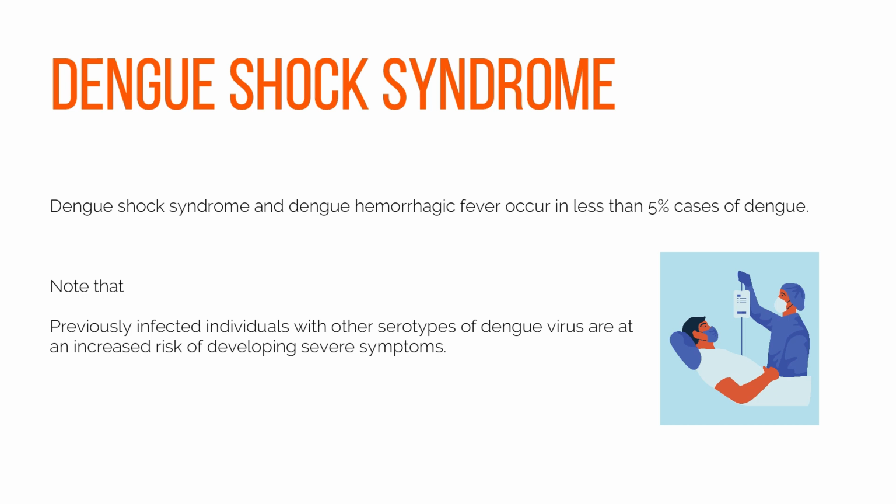Dengue shock syndrome. Dengue shock syndrome and dengue hemorrhagic fever occurs in less than 5% of cases. Note that previously infected individuals with other serotypes of dengue virus are at an increased risk of developing severe symptoms.